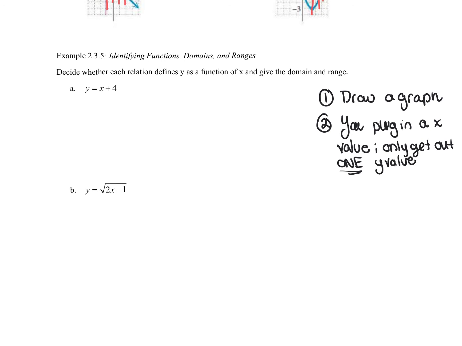So let's start with letter A. Letter A, if I do attempt number 2 that I wrote over there, y equals, you can pick any number you want for x. We'll pick 2, whatever, it doesn't matter. 2 plus 4 is always 6. I plugged in 2, I got out one answer, 6. So yes, it's a function. Another way you can do it is you could draw a graph. Hopefully you know that that's a line. And the y-intercept is 4.